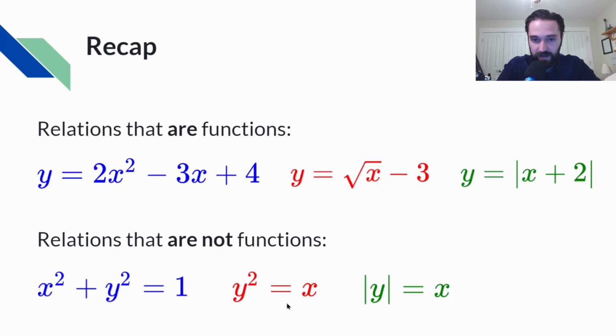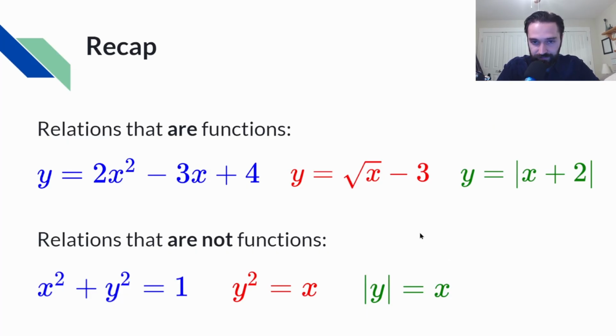We have the same problem here with this red function. If we isolate y, if we take the square root of both sides, we'll get y equals plus or minus the square root of x. So two outputs for the same input, that's not a function. And we have the same problem here with this absolute value function in green.